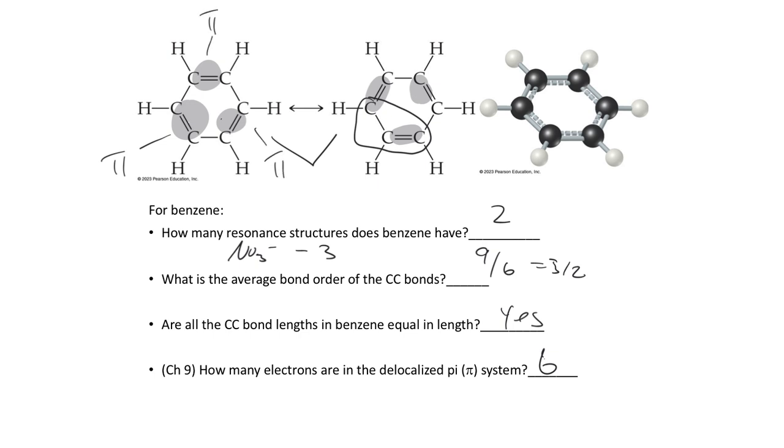And there's 3 of them. There's 3 pi bonds in the molecule, 2 electrons in each of those pi bonds. So we have 1, 2, 3 pi bonds. And those are the electrons in that pi system for benzene.